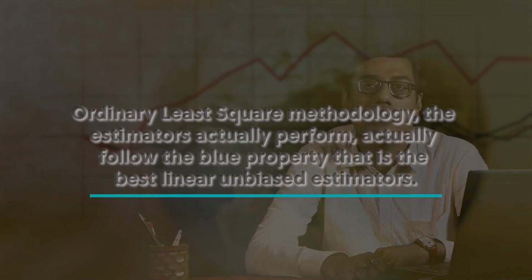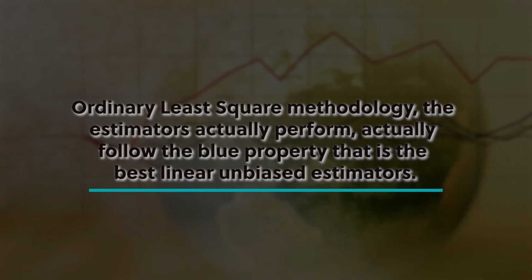Applications based on the Gauss-Markov theorem. The Gauss-Markov theorem states that in an ordinary least squares methodology, the estimators follow the BLUE property, that is, the best linear unbiased estimators. So based on this theorem, we will take an applied example based on real-life data, and we are going to interpret the estimation results accordingly.